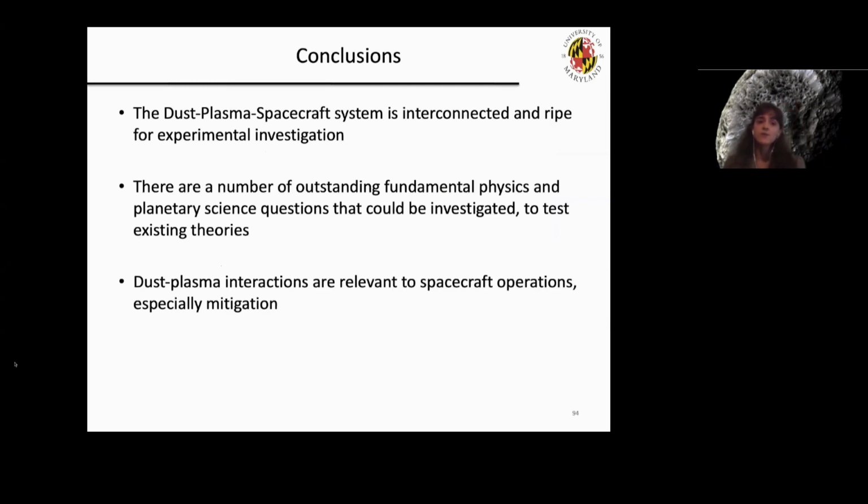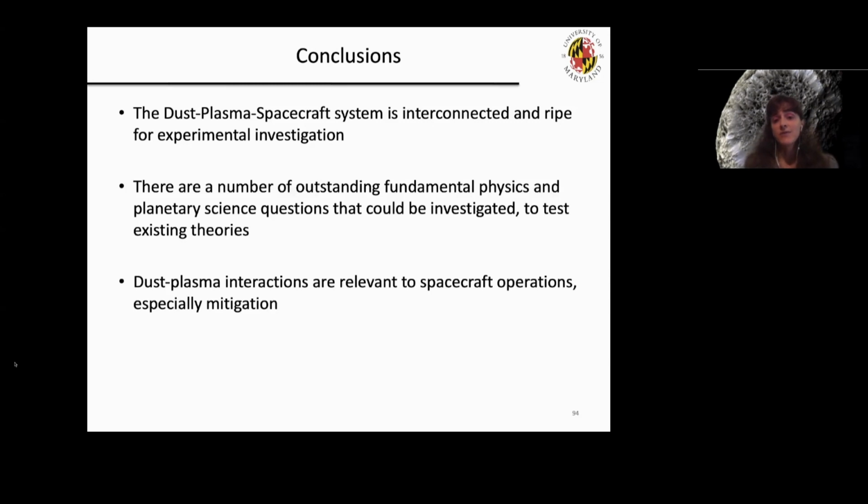Okay, so in conclusion here, the dust plasma spacecraft system is an interconnected system, and it's really ripe for experimental investigation. There's been a lot of computational and experimental work making predictions about what the environment is like on the surface of the moon. It's a less mature field when we start throwing the spacecraft into the mix, but we need spacecraft on the surface in order to make these measurements. So I think it's time to place some modern instruments on the surface of the moon that can inform these investigations.